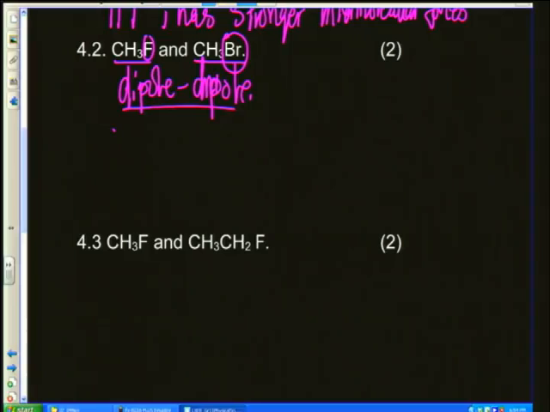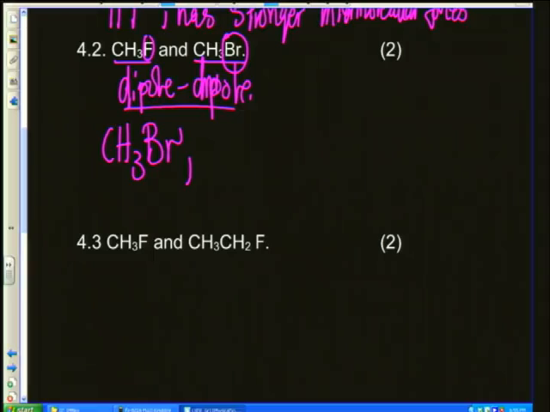So in essence, the stronger dipole will be in bromomethane as compared to fluoromethane. So bromomethane will have a higher boiling point. In other words, let's get that straight: CH3Br will have a higher boiling point.